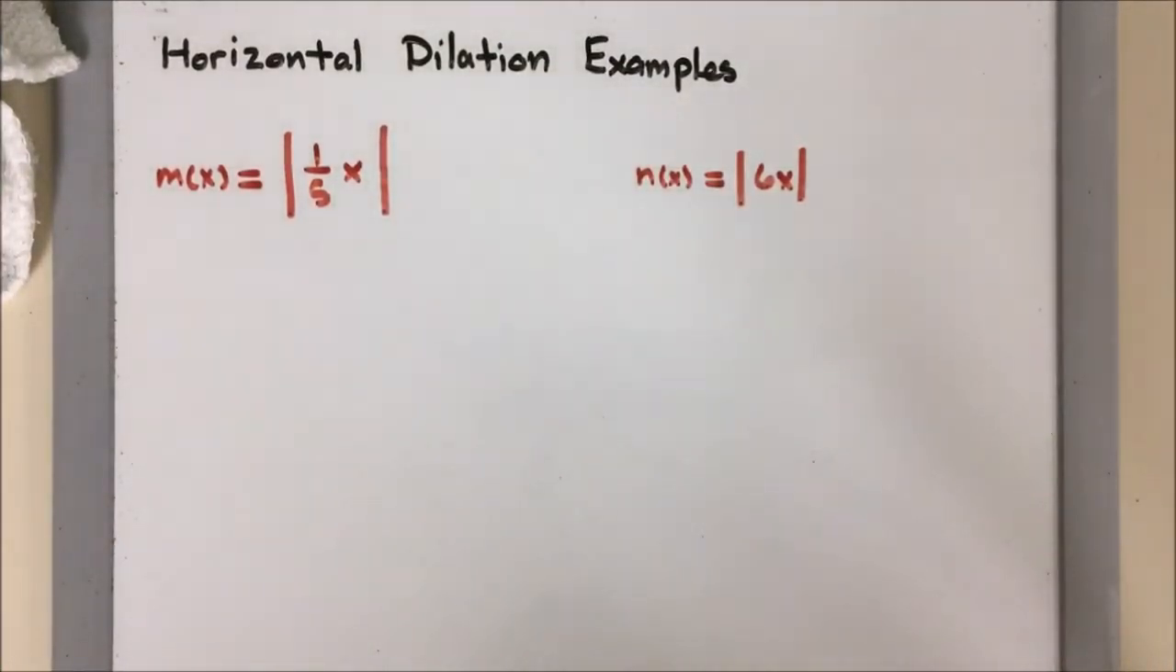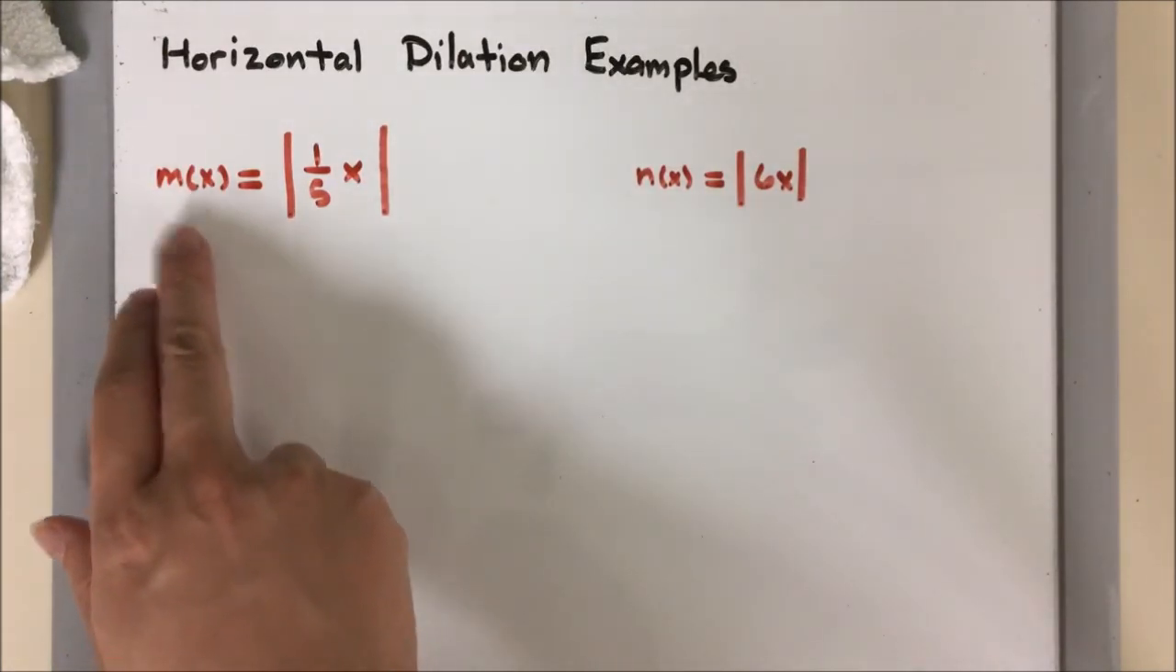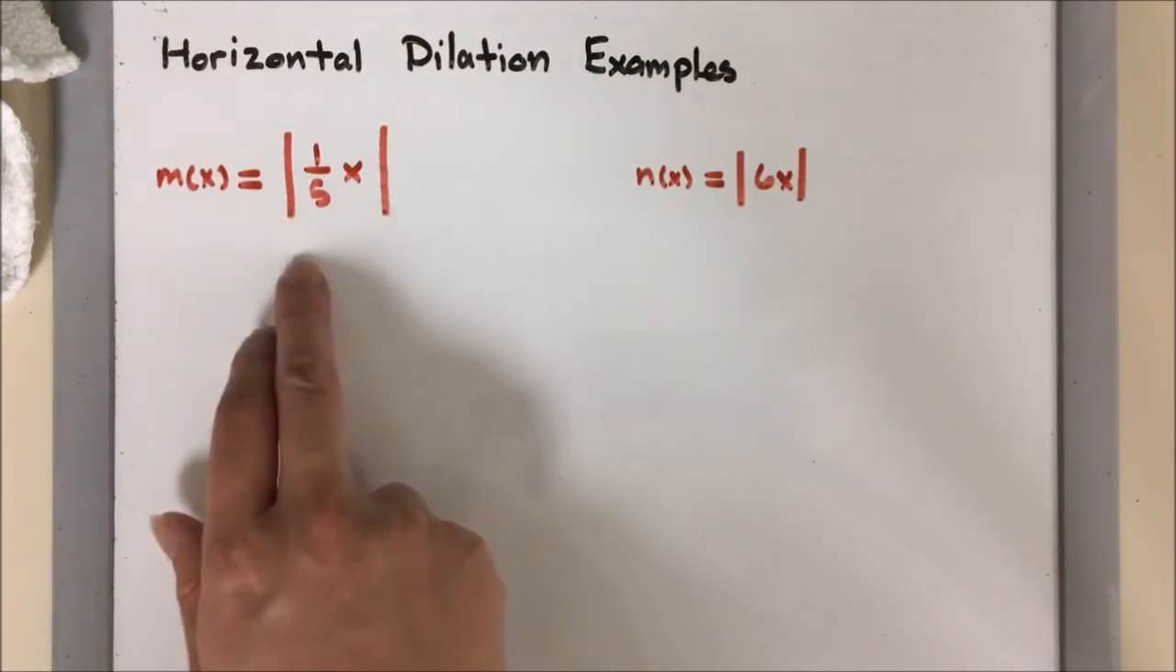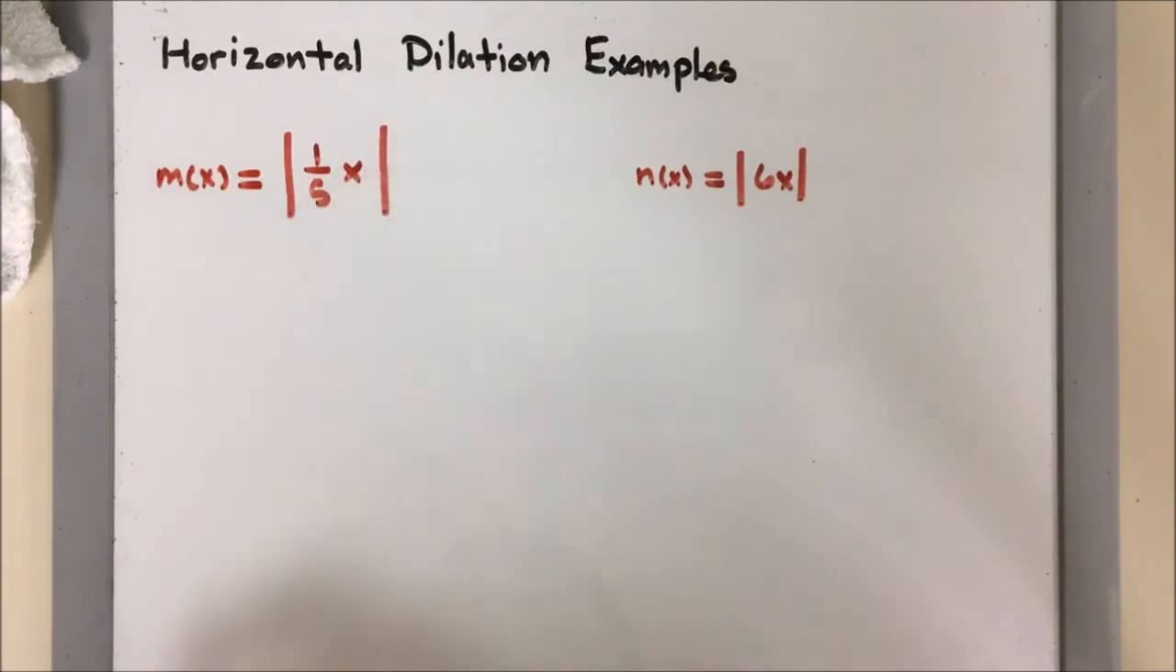Alright, so let's take a look at some more examples. In the third example, we have m of x equals the absolute value of 1 over 5 times x. So 1 over 5 is equivalent to 0.20, so that's less than 1.